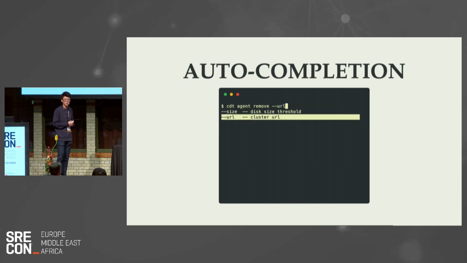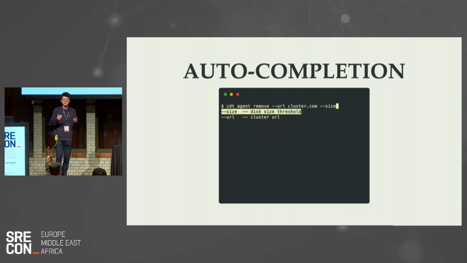So here is one example. And it can even support dynamic auto-completion. So if your arguments need different lists of values, command launcher can also support that.